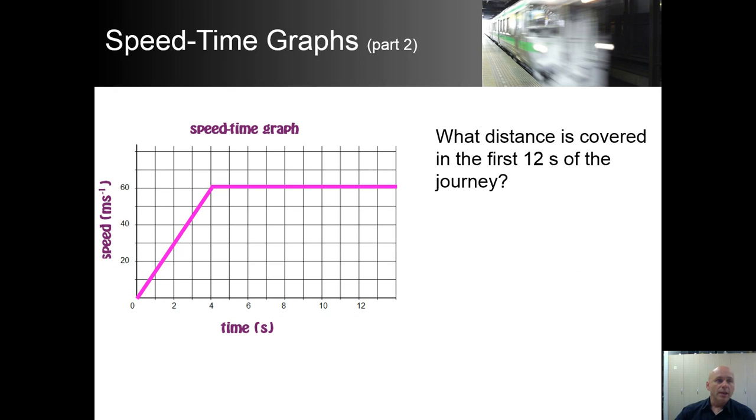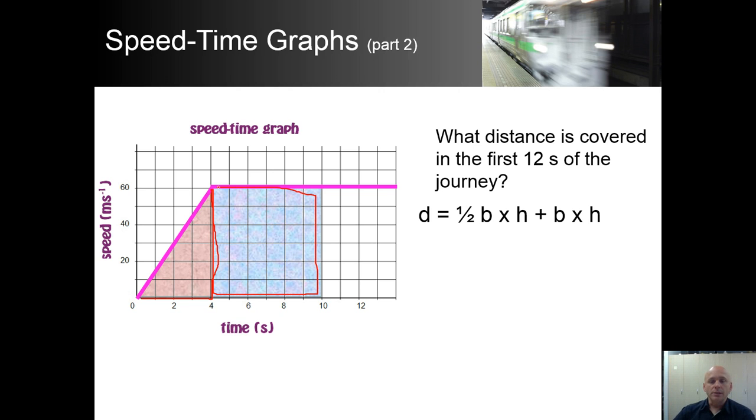Now, suppose we have a shape that is not a triangle or a rectangle. What distance is covered in the first 12 seconds of this journey? Well, I've colored in underneath the line, and you can see there are two shapes there. There's a triangle and a square. And what you're going to have to do is calculate the area of this triangle and the area of this square, and then you add them together.